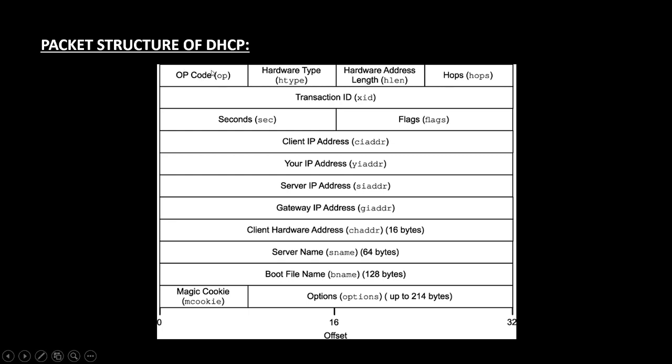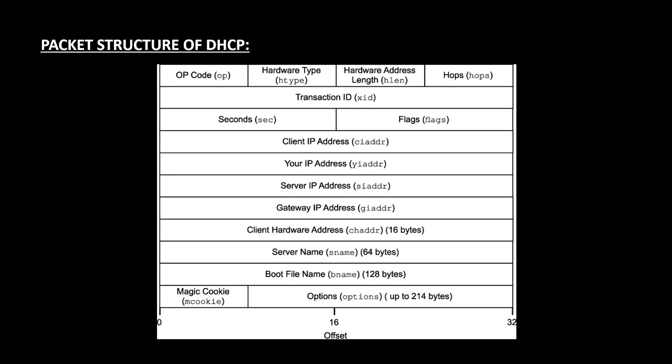So if you are sending an offer packet, this field would be set to 2. Now the hardware type, or the H type, is the type of hardware used in the local network. For Ethernet, it is set to 1. The hardware address length is boring. Hops specify the number of devices traveled by the message between the source and the destination. The default value is 0 and it is incremented after every relay. The XID, or the transaction ID, is a very interesting thing.